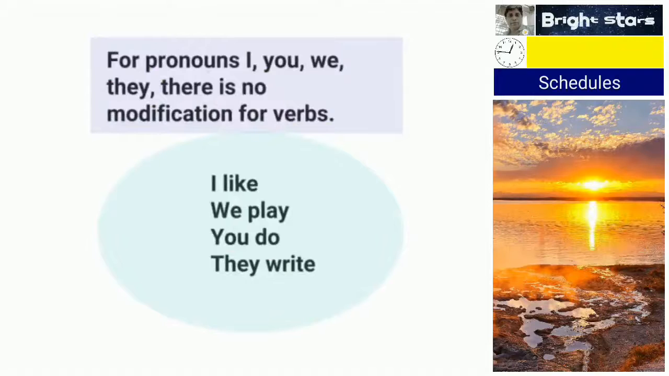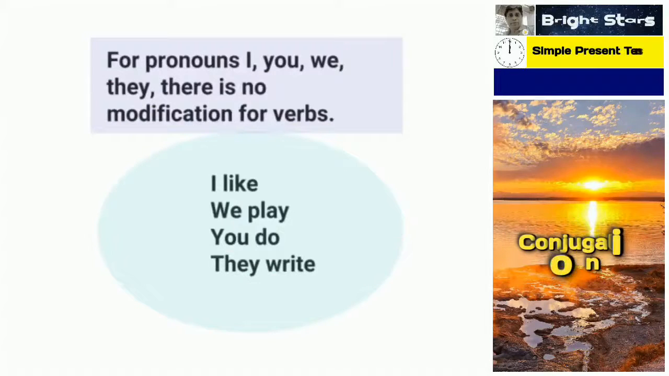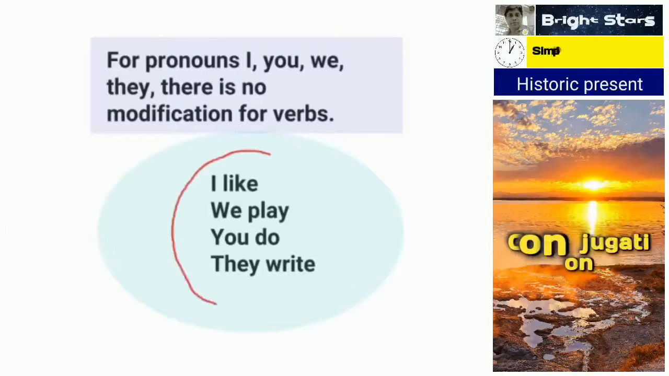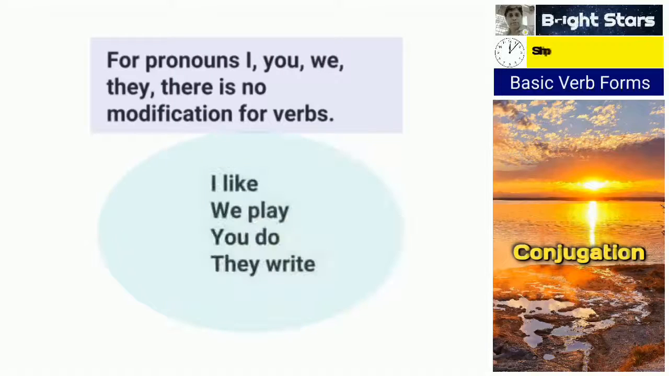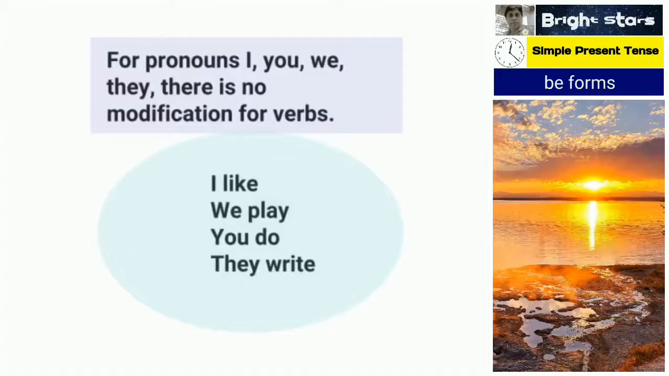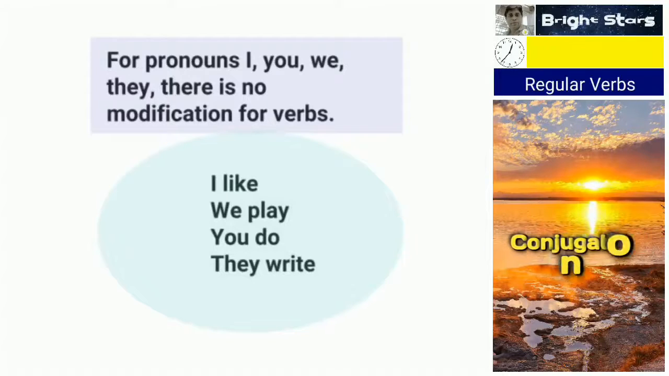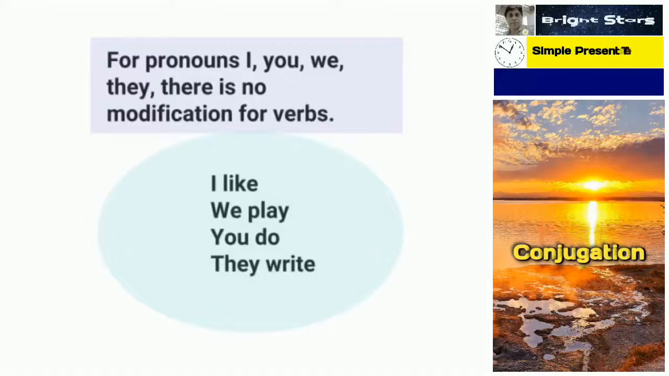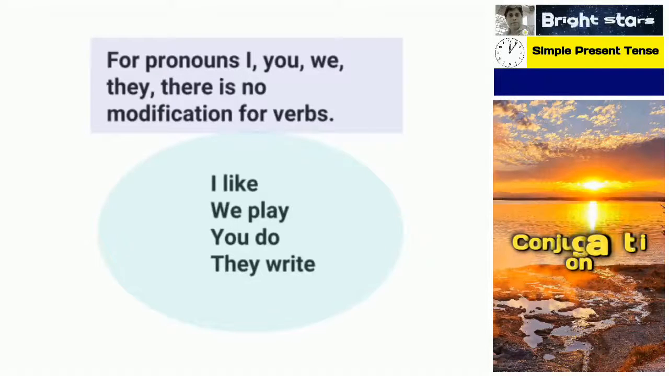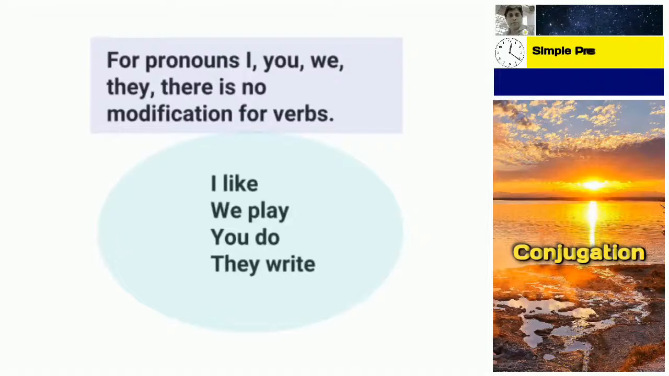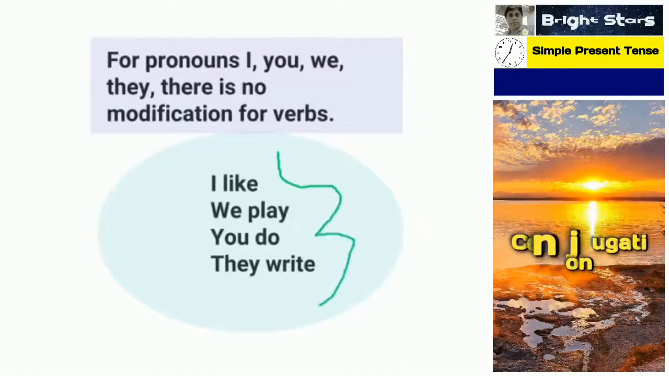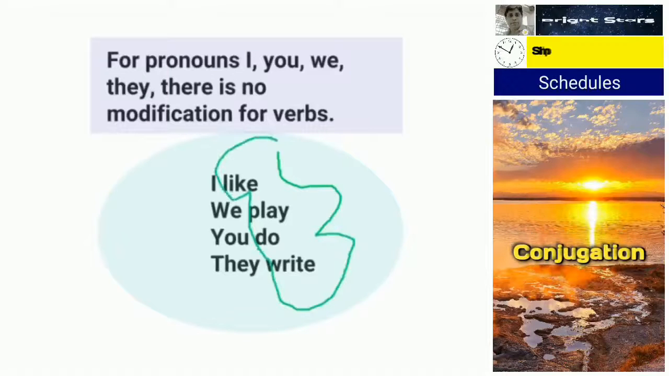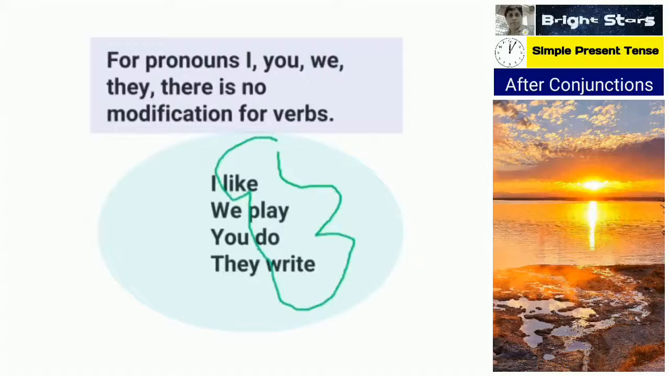Here, for the pronouns I, you, we, they, there is no modification of the verbs. Some examples are given: I like, we play, you do, you write. These are the things you see: like, play, do, write. So for first person singular, first person plural, second person, and third person plural, we don't modify the verbs. There is no conjugation of the verbs. Only for third person singular we add s.